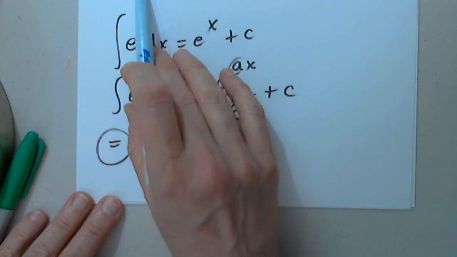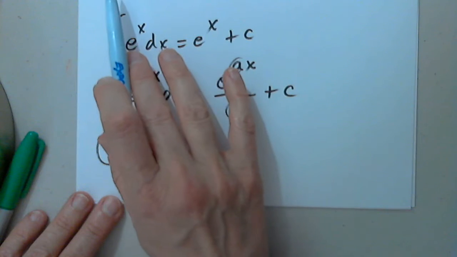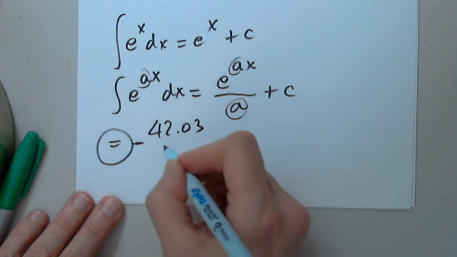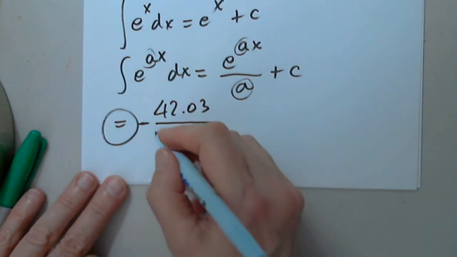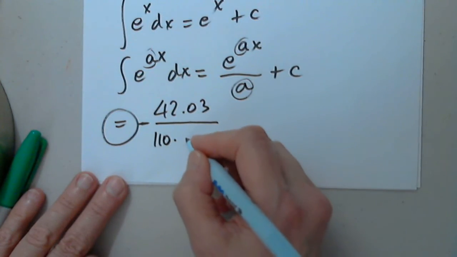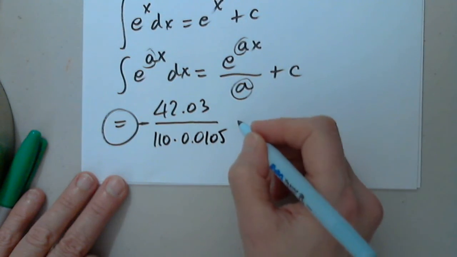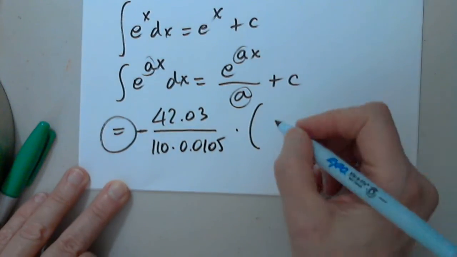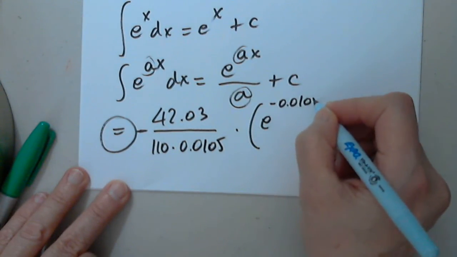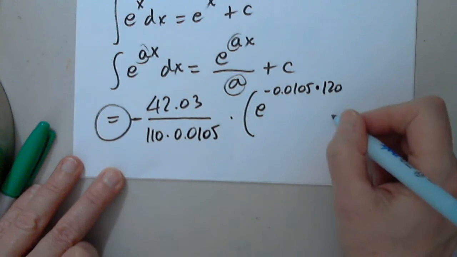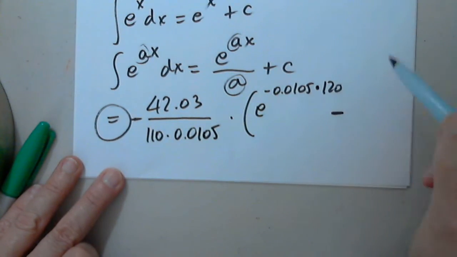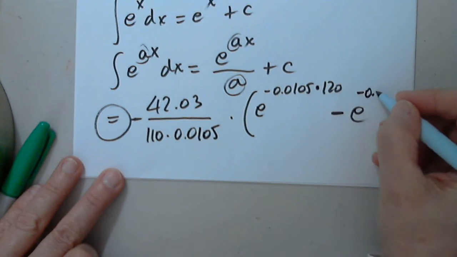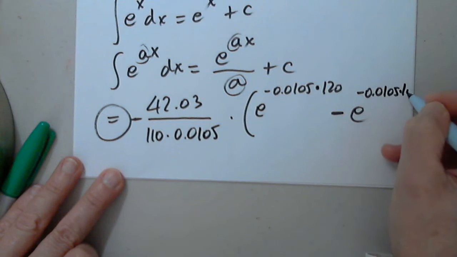Good. So this and this and this are out. So 42.03 with a minus in front. And this times this, I'm not going to multiply it. I'm going to multiply once at the very end. So now, when I plug in 120, e to the negative 0.0105 times 120, but minus when I replace t by 10, so negative 0.0105 times 10.